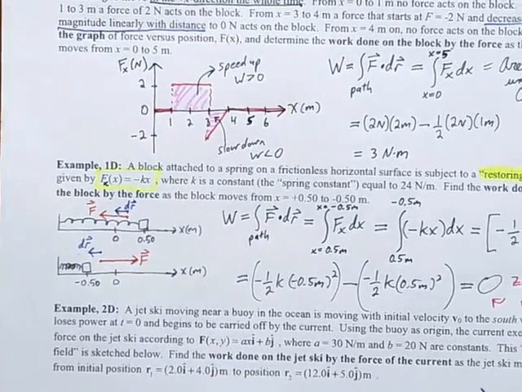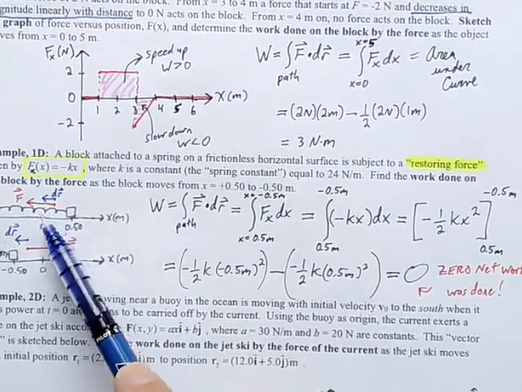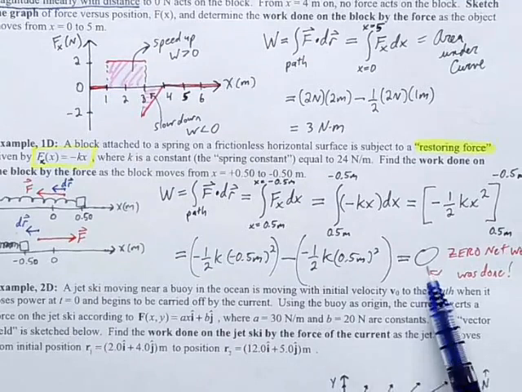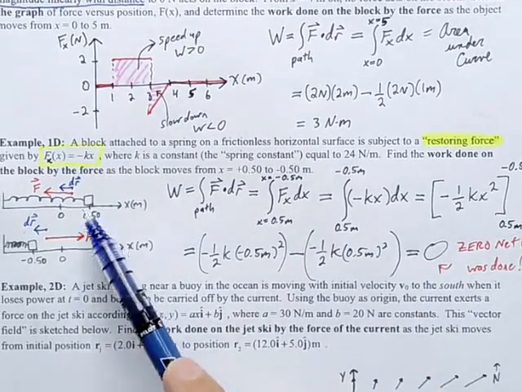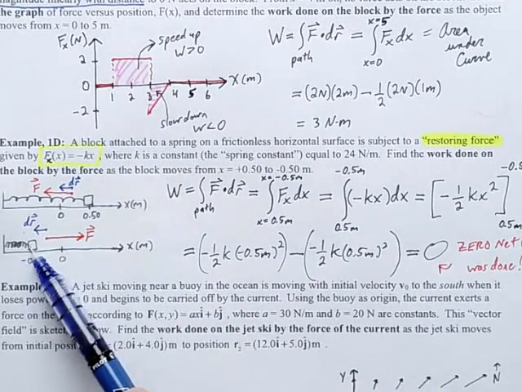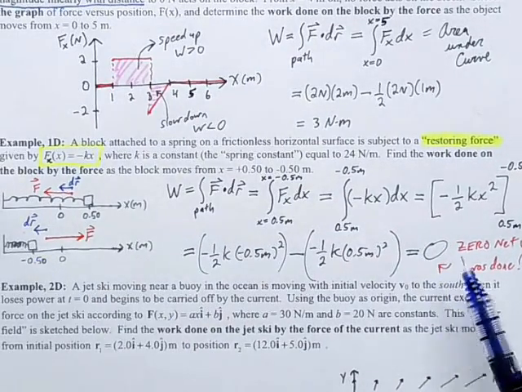So did the spring do work during the journey? Yes, positive work at first, then negative work. The net work done was 0. Note also that the block started at rest and then ended at rest. That's related to the net work that was done being 0. We'll be coming back to that point.